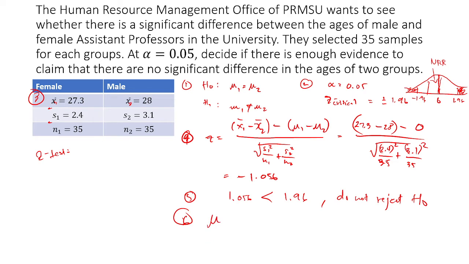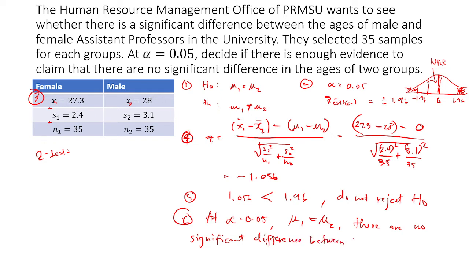Ibig sabihin lang, at alpha is equal to 0.05, we have here mu 1 is equal to mu 2, or ang ibig lang sabihin yan, there are no significant difference between the ages of the groups. Anong groups yung tinutukoy natin dito? Yung male at female. So that is our conclusion there.